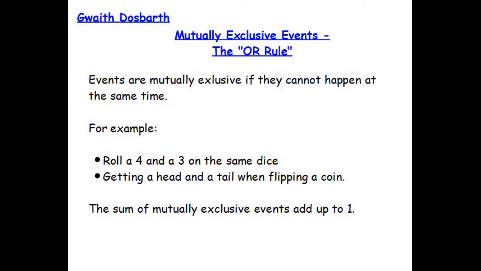It has to be either one of them. Also, when I flip a coin, it's impossible for me to get a head and a tail at the same time. It's got to be a head or a tail. This last point here is quite important: the sum of mutually exclusive events add up to 1. The sum of all probabilities add up to 1.